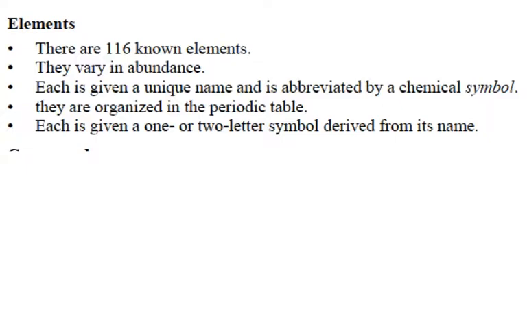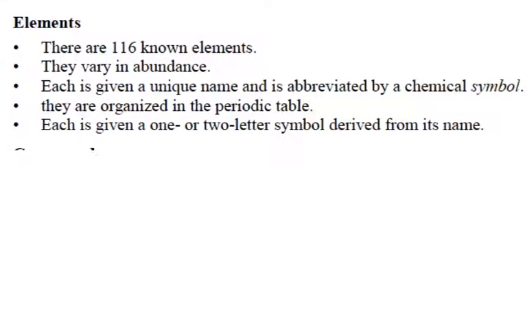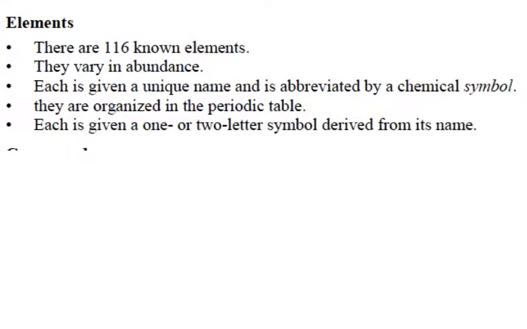Then we'll look a brief bit at elements. Here it says 116, but today we've got 118. That changes over time as new elements are discovered or synthesized. They vary in abundance. Some have very little abundance. Some of the synthetic elements, not much exists. Two things have a lot of abundance.